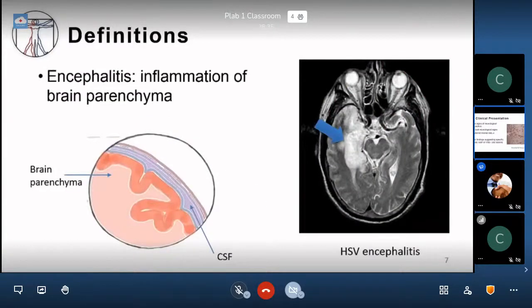Encephalitis is defined as inflammation of the brain tissue, as shown in the cartoon. The image in this slide is from an MRI of the brain of a patient who has encephalitis due to herpes simplex virus. You can see that there is increased signal intensity, or white color, where the arrow is, indicating inflammation. Patients who have encephalitis have fever, change in mental status, and sometimes seizures or focal neurologic symptoms because there's inflammation of the brain tissue.